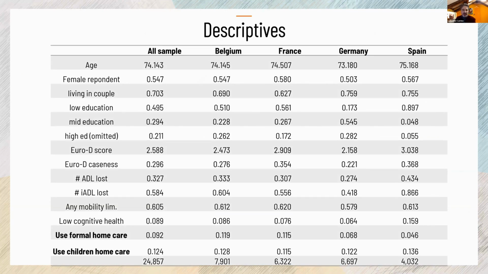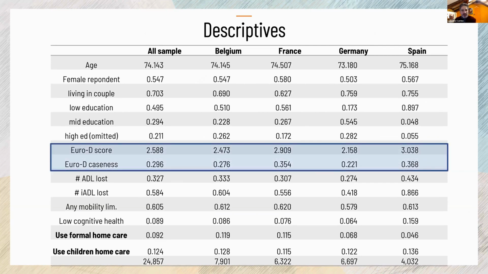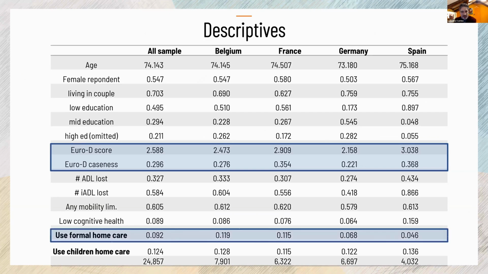So in our sample, focusing on these 4 countries, this is a table of descriptive statistics. You can see in the Euro-D caseness row that around 30% of the sample is at risk of depression, so a depression score which is above the clinical threshold. And in the overall sample, around 9% of people receive formal care. This varies widely across the countries that we evaluate.